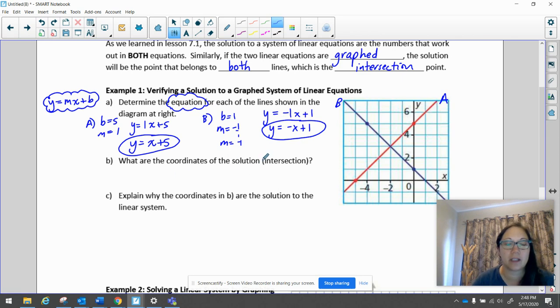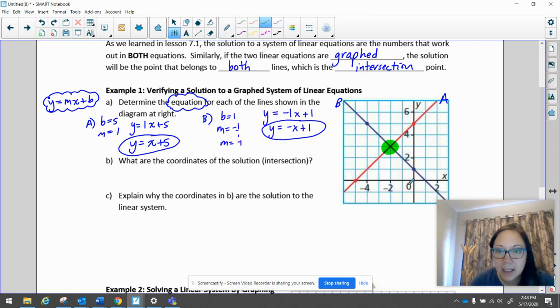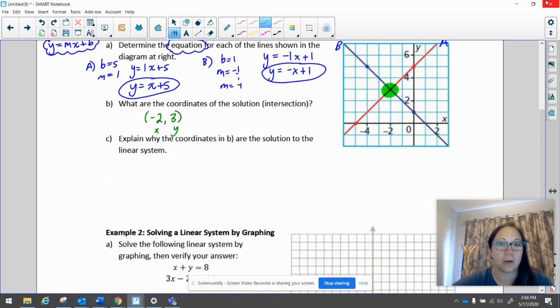What are the coordinates of the solution or intersection? Well, the solution is this point right here. Its coordinates are negative 2, 3. The negative 2 is the x coordinate and the 3 is the y coordinate. Explain why they are solutions to the system. What we're going to do is check it in both equations. Remember, that was equation A and this was equation B.